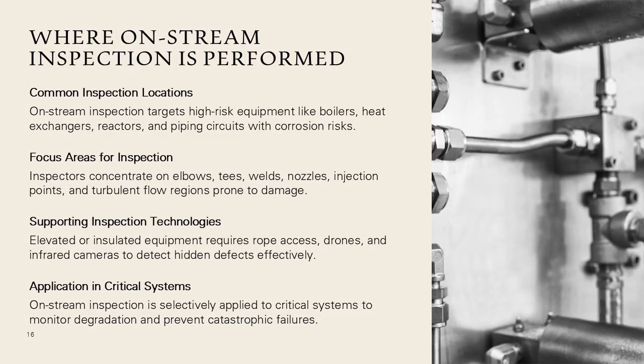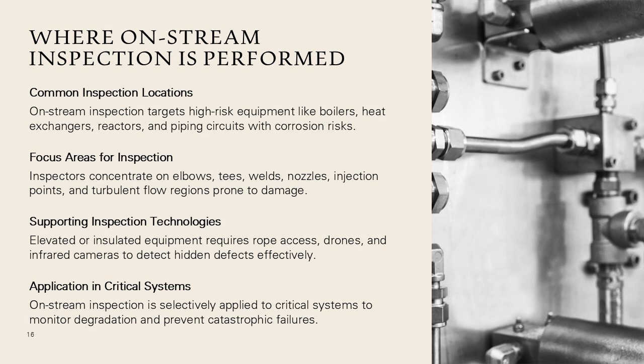This content identifies common equipment and locations where on-stream inspection is used. These include high-risk piping circuits, corrosion loops, boilers, heat exchangers, furnaces, reactors, and process units with high operating temperatures or pressures. On-stream inspection is particularly valuable in systems where corrosion is active or where degradation is likely to progress rapidly.